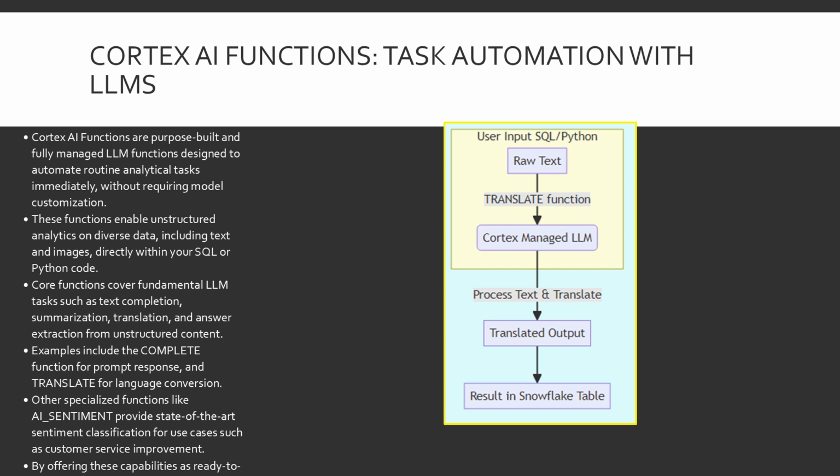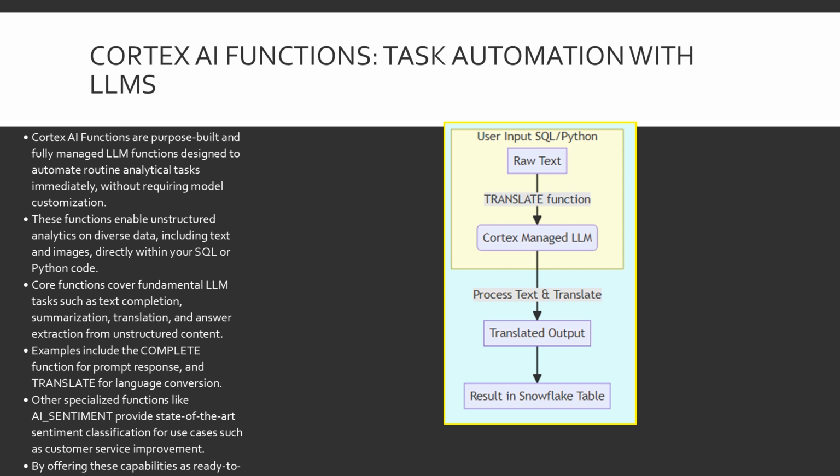Additionally, specialized functions like AI_sentiment offer high-quality, state-of-the-art sentiment classification. This granular analysis is crucial for business use cases, particularly in areas like improving service quality based on customer feedback. The key architectural benefit here is that by providing these advanced capabilities directly as managed functions, Cortex entirely eliminates the cost, complexity, and security risk associated with having to move your data out of Snowflake for AI processing.